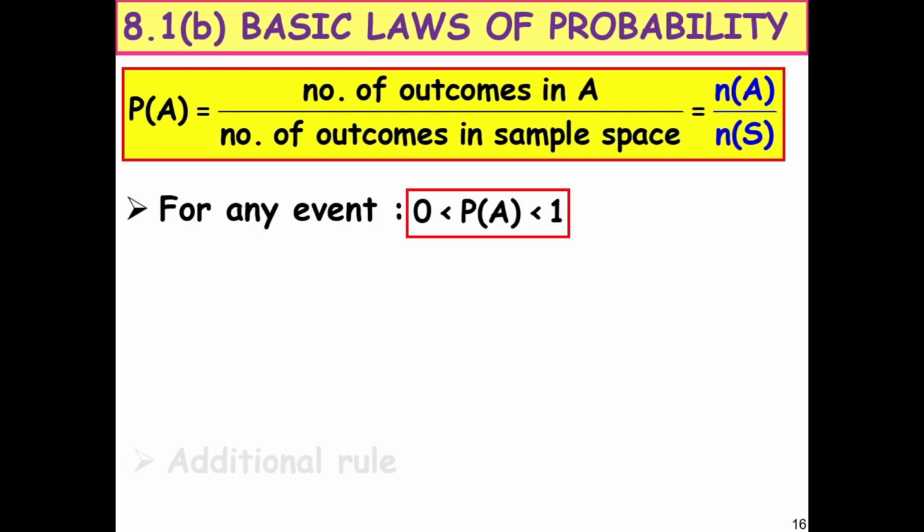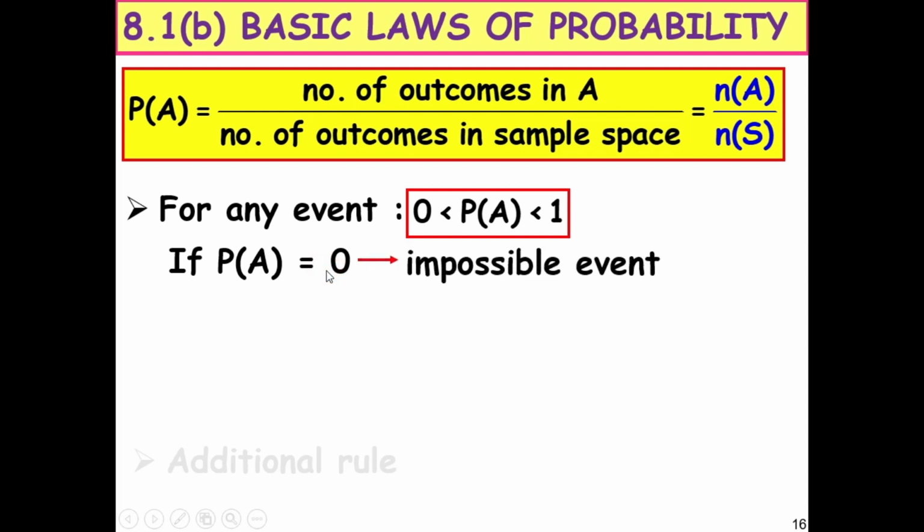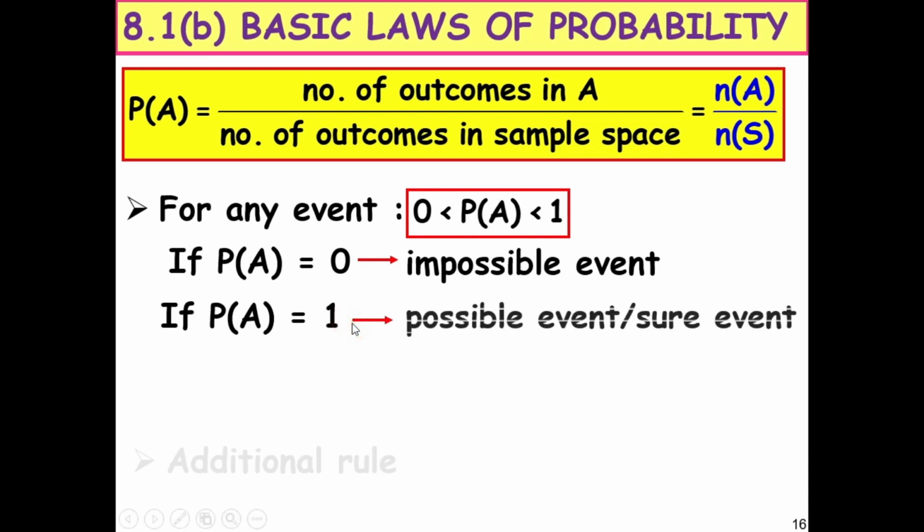For any event, the value of the probability must be from 0 until 1. If you get a probability of 0, it means that the event is impossible to happen. While if the probability is equal to 1, it means that it is a certain event.